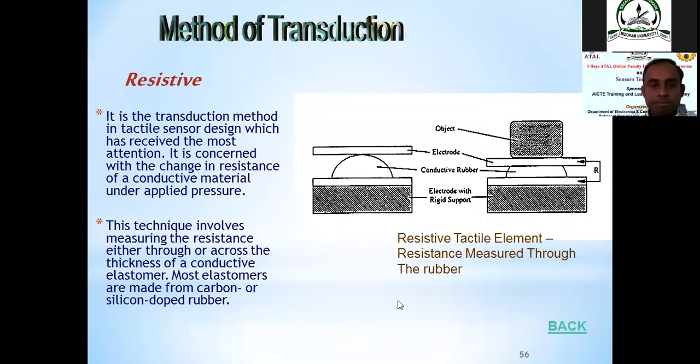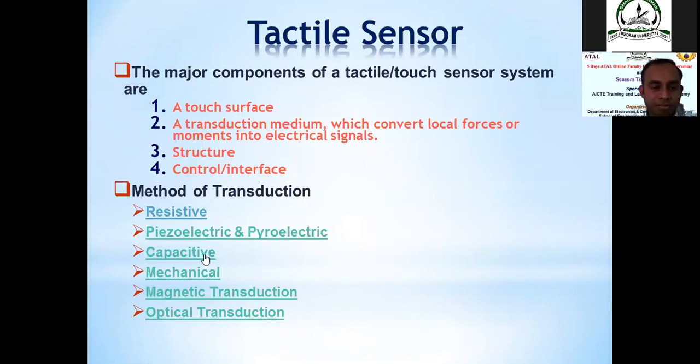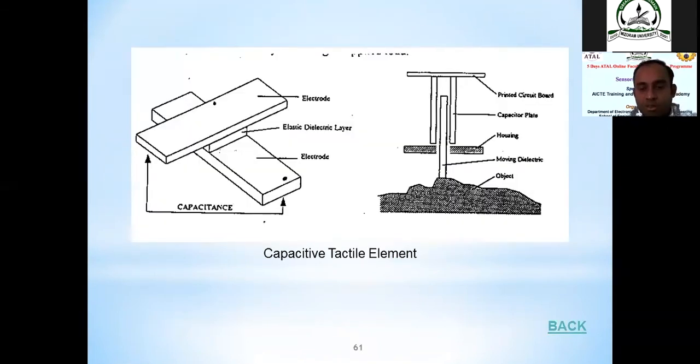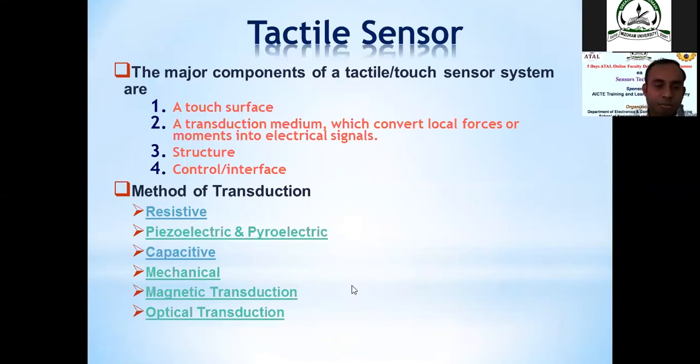Similarly, it can be of capacitive type or mechanical type. If it is a capacitive type, then between the two electrodes we have an elastic dielectric layer. If the force is there, the elastic dielectric layer will spread and the two electrodes will come near to each other. As the distance is decreasing, the capacitance will increase. Due to that, we can have a change in the signals, and that can be considered as sensing. Now I will not go deep into each and every one. Then optical transduction, I will just go to that.